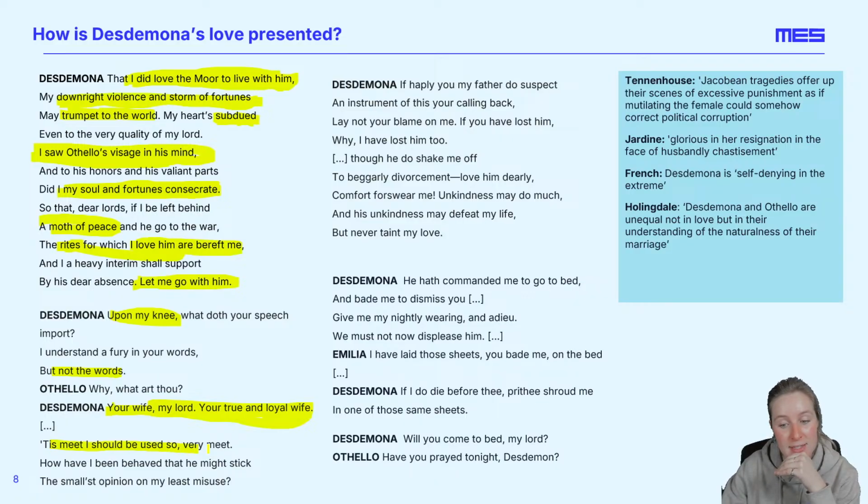And then this is later after he storms out. It's "I'm deserving of this, that I should be used so." I should be mistreated so. But again, this questioning: she doesn't know how she's behaved that he could treat her this way.